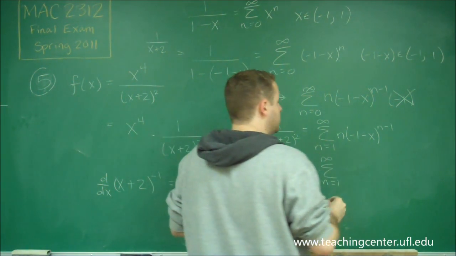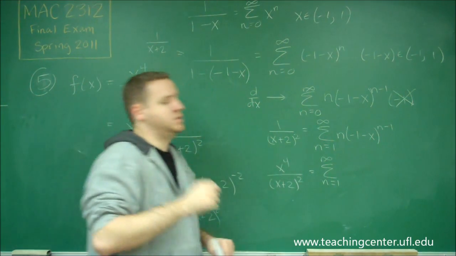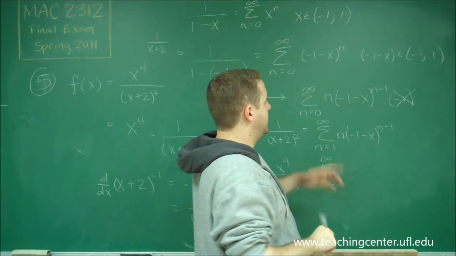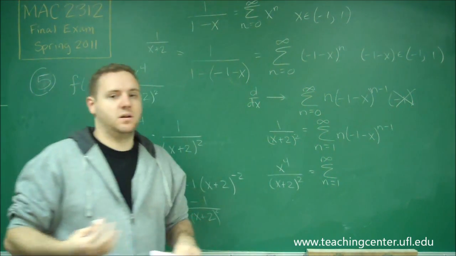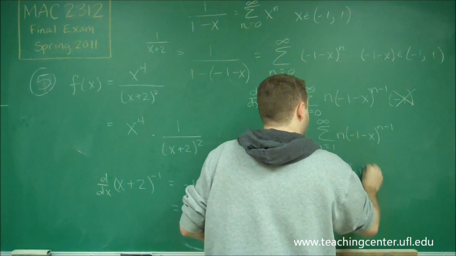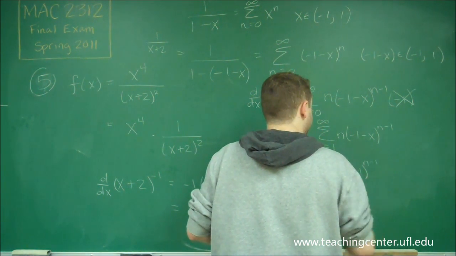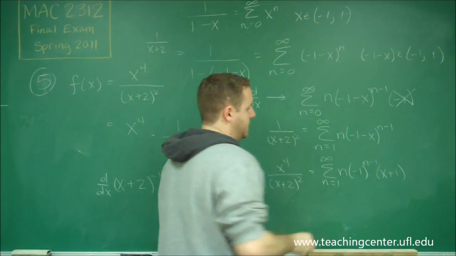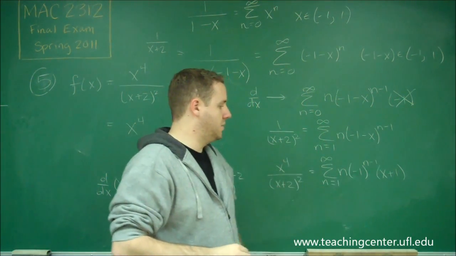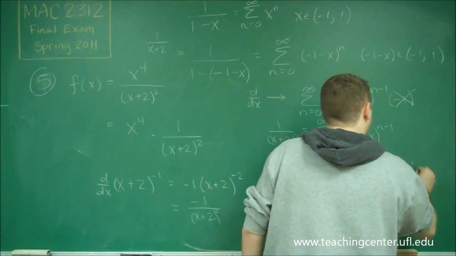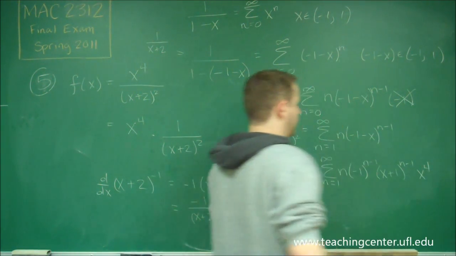So what we can do here is a little bit of simplification. We could factor out a negative and therefore make this alternating. So we could have n times (-1) to the n minus 1 times (x plus 1) to the n minus 1. Now that we've taken out the negative, this would be x plus 1 to the n minus 1, and we're multiplying by x to the 4th.